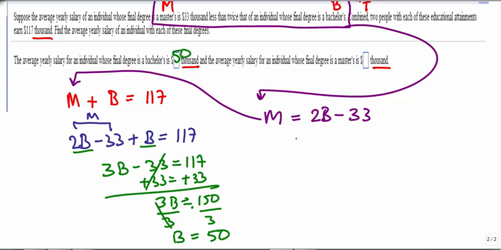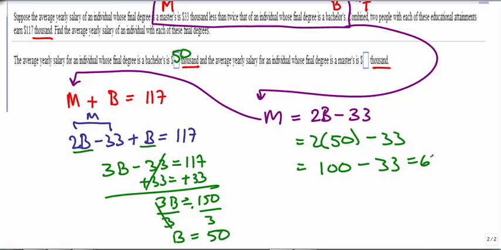Now to find the master's, I can just plug in my bachelor's, 2 times 50 minus 33. Well, 2 times 50 is 100. 100 minus 33, we can just think about that as subtracting 30 to get to 70 and another 3 to get to 67. So that would be 67 for my master's up here.